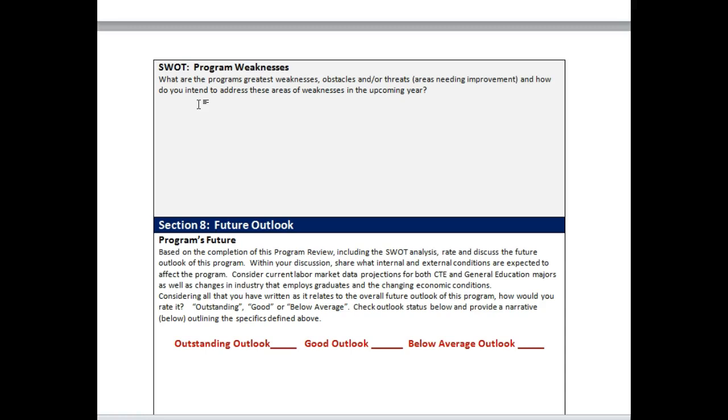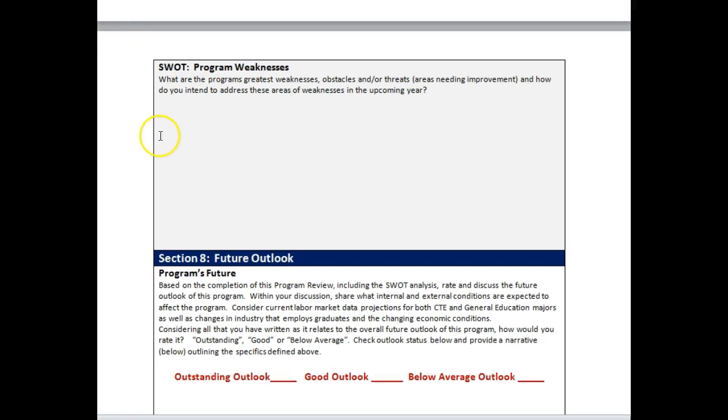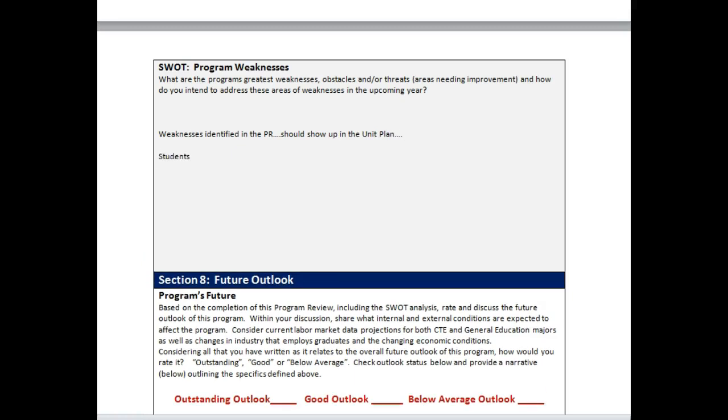So this is very important. So I'm going to type this: weaknesses identified in the program review should show up in the unit plan. Now, if the weaknesses are student related or teaching related, they would probably show up in the SLO. So there should be some type of connection.